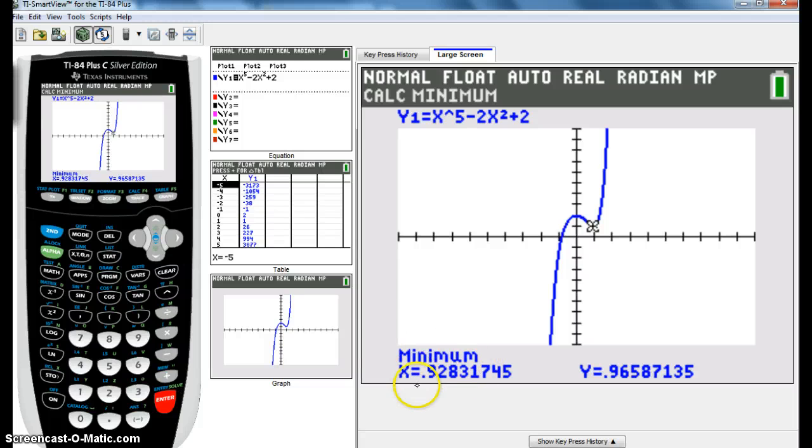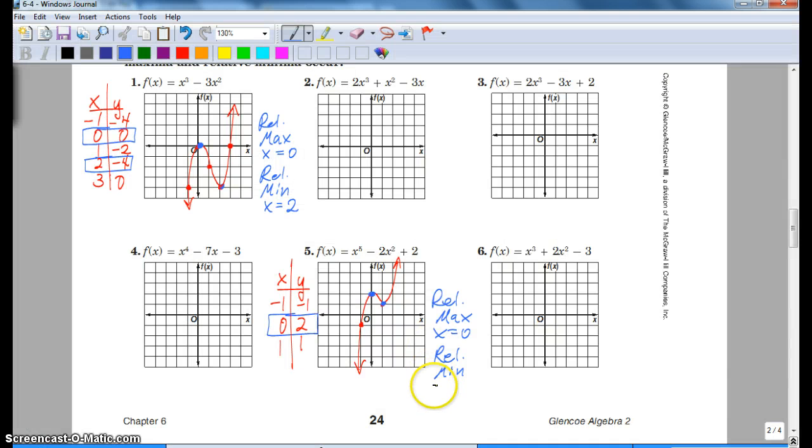And, well, that value is, again, really close to 1, as is that value. So we are going to officially confirm here that this value, 1, 1, is a relative min, and therefore x equals 1 is the x value for that particular relative minimum. This concludes our lesson for 6.4.